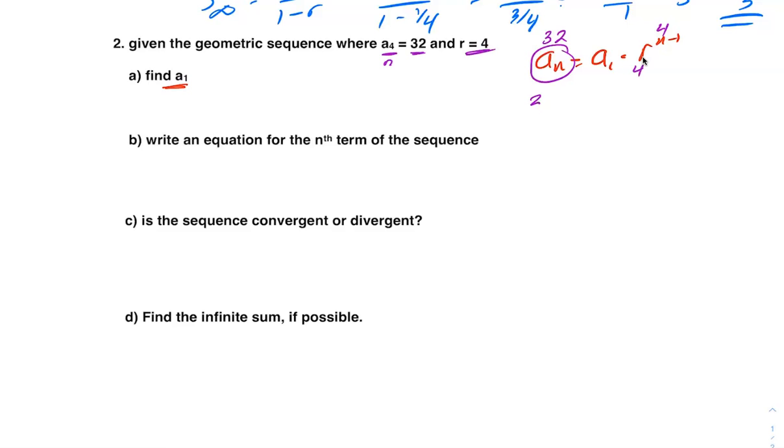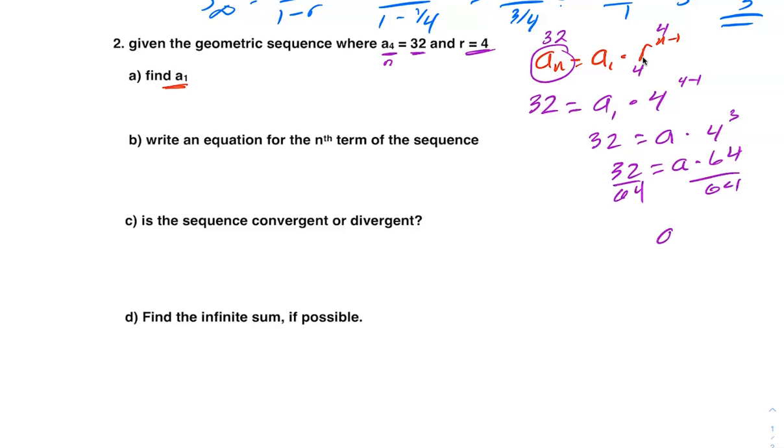So I'm going to get 32 equals a1 times 4 to the 4 minus 1. So 32 equals a1 times 4 to the third. So that's what, 64. So 32 equals a1 times 64, divided by 64. And I get a1 equals 1/2. 32 over 64 is 1/2. So there's my a1. The first term of the sequence is 1/2.